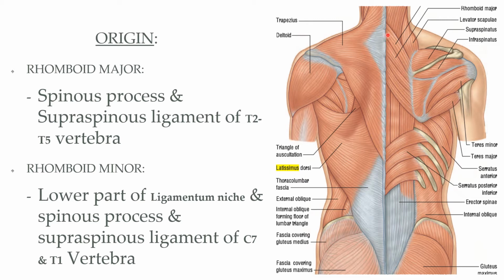Likewise, the fibers of rhomboid minor take origin from the lower part of the ligamentum nuchae and from the spinous process and supraspinous ligament of C7 and T1, that is, the first thoracic vertebra. And after taking origin from here, the fibers descend downward and laterally and then get inserted over the dorsal surface of the medial border of scapula opposite to the apex of spine of scapula.